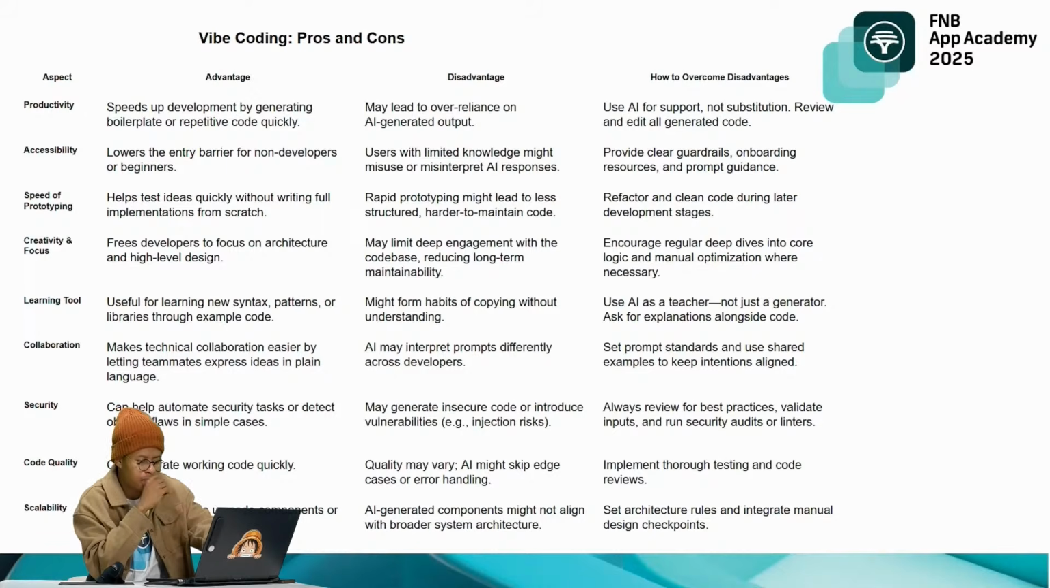The disadvantage is that most generated code is insecure and introduces vulnerabilities. So make sure each piece of code that comes from AI, you modify it. You make sure it's not risky. If it works, okay, try different ways to write the same logic in a different way so that whoever is using AI does not hack your application. And always review for best practices, validate inputs and run security audits as well.